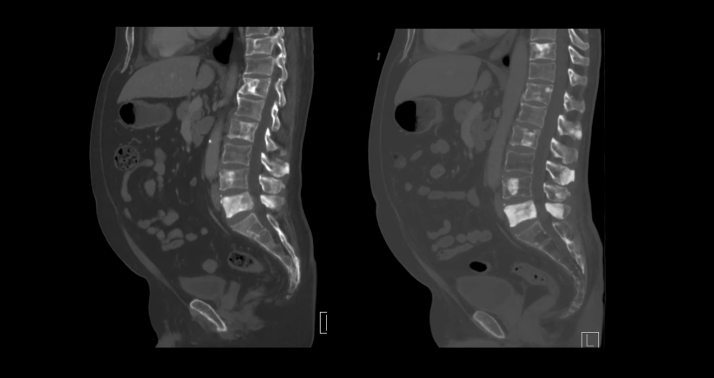We were reading the CT scan of the abdomen and pelvis in this patient with history of prostate cancer and known bone metastasis. And this is a scan we were reading. Compared to the prior, it seems like the lesions are getting worse. Maybe there is a new lesion here.